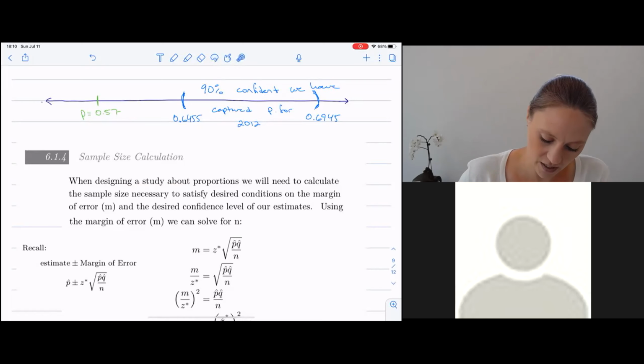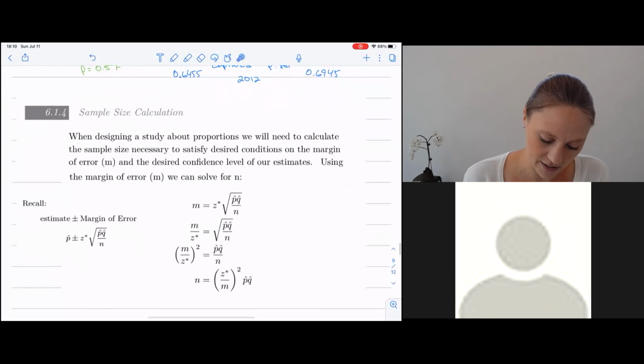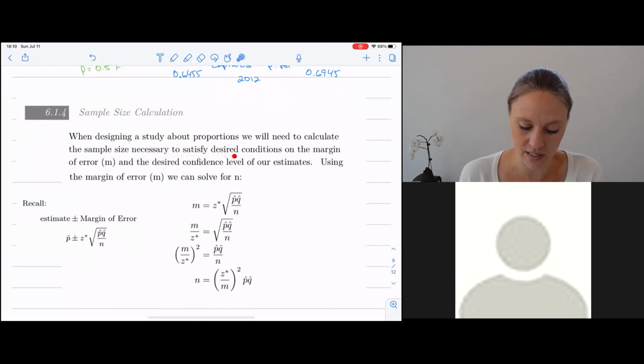So when designing a study about proportions, we'll need to calculate the sample size necessary to satisfy desired conditions on the margin of error, which we denote by m, a lowercase m, and the desired confidence level of our estimates. So using the margin of error, we can solve for m. And I've shown you how it unfolds here.